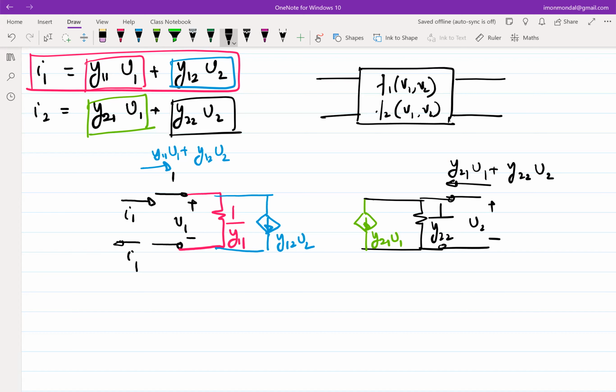Not mathematically, not writing equations. You are in the lab, you have a nonlinear two-port. I want you to experimentally find out the incremental Y parameter matrices. That is, you have to find out Y11, Y12, Y21, Y22 individually. So what will you do? Talk me through the process.